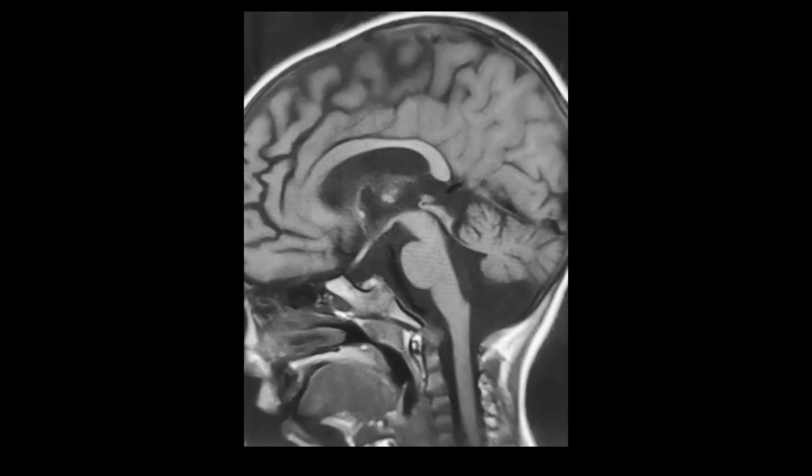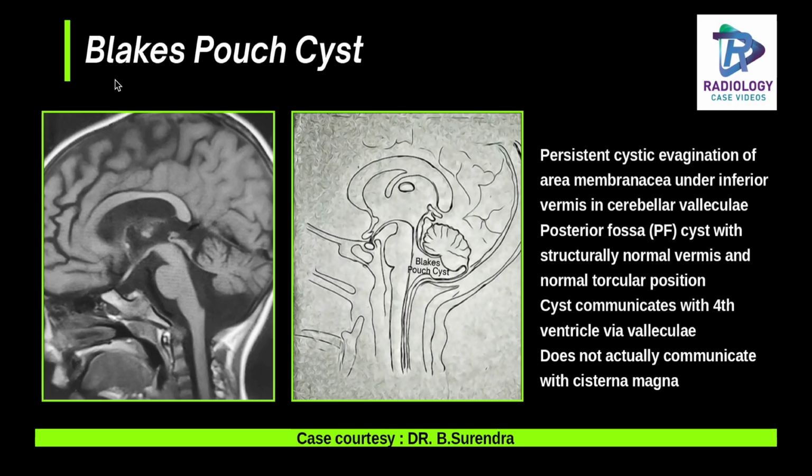Thank you. Let's discuss the first case. These T1 weighted sagittal images show a well-defined cystic lesion in the posterior fossa, in relation with the vermis, which is communicating with the fourth ventricle. Here the cyst is not communicating with the cisterna magna. These are all the classical features of Blake's pouch cyst.